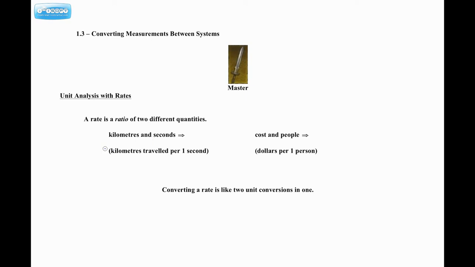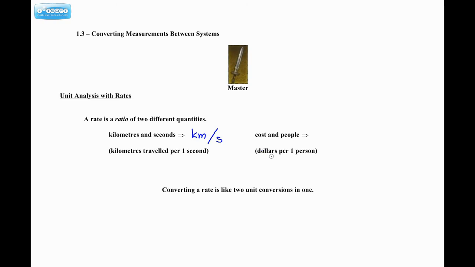So for example, if you have kilometers and seconds, okay, kilometers is a way of measuring distance, and seconds, of course, refers to measurement of time. Well, combining them together as a ratio gives us the rate kilometers per second, kilometers divided by second, which means how many kilometers do you travel for each second that passes. So this is a rate.